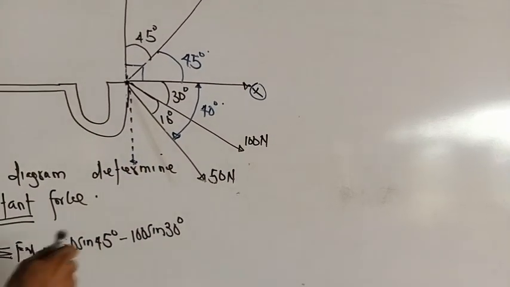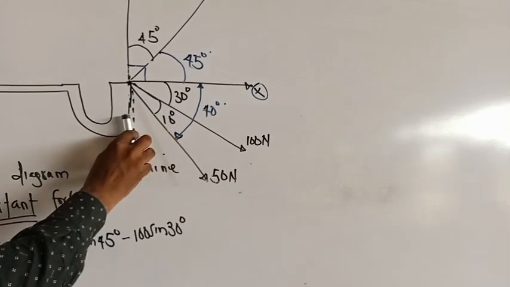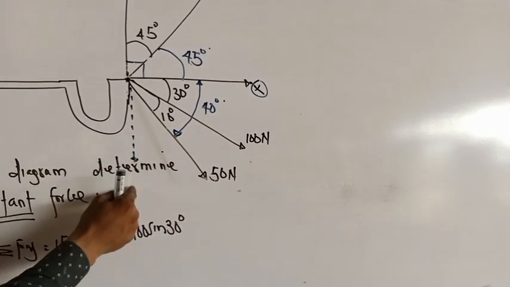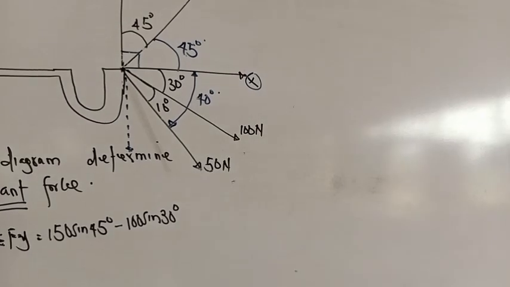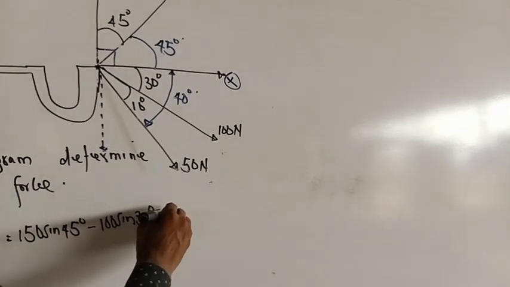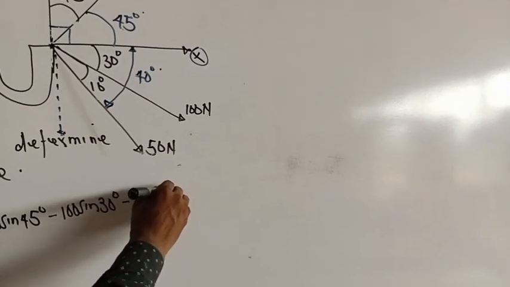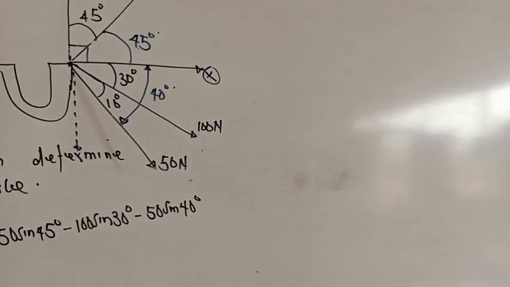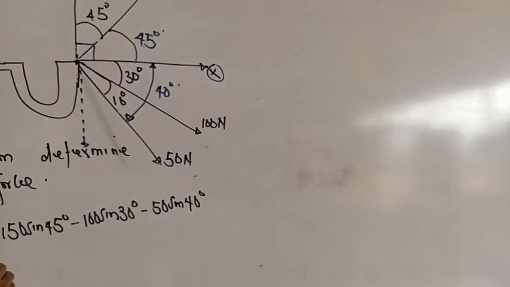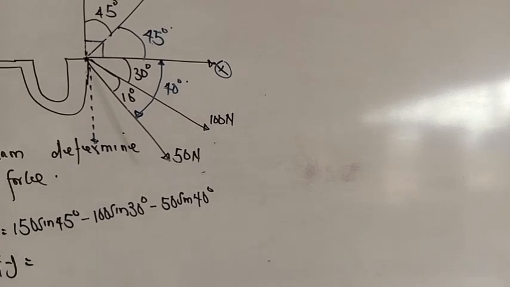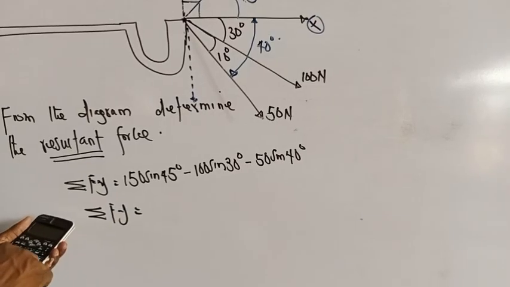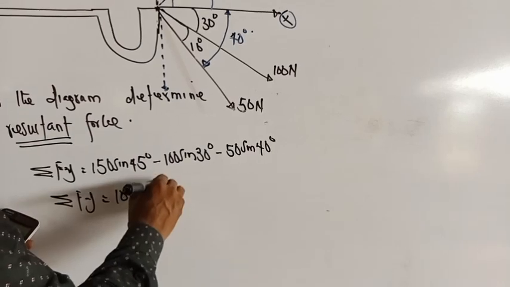Then if I want to resolve the last force of 50 also to the vertical axis, you can see it's acting downward. Going by sign convention, it is negative. I will have minus 50 sine 40 degrees. So let's use the calculator to resolve what we have here. Summation of F of y will give us 150 sine 45 minus 100 sine 30 minus 50 sine 40.